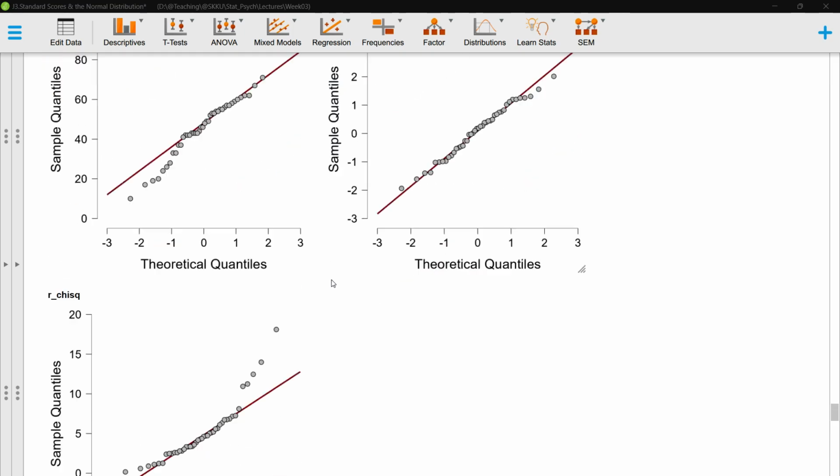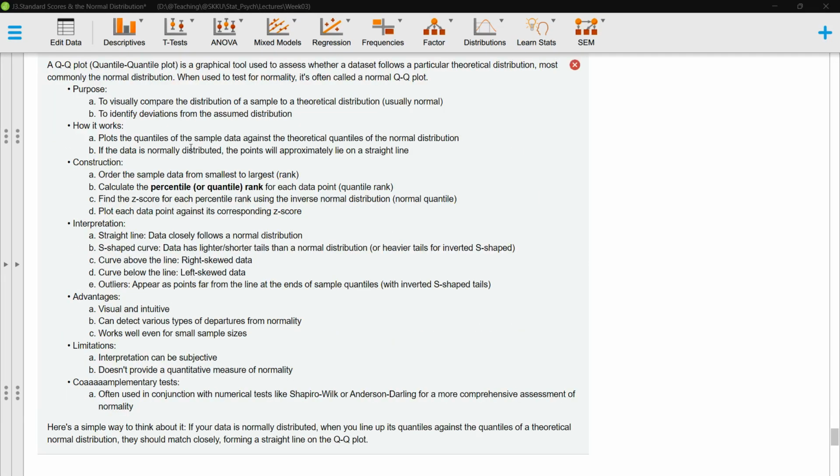Okay, so let's summarize the QQ plot. QQ represents the quantile, and it is a graphical tool used to assess whether a data set follows a particular theoretical distribution, most commonly the normal distribution. So we can use a QQ plot for other distributions, but in most cases we use a QQ plot for the normal distribution. When used to test for normality of the distribution, it's often called a normal QQ plot.